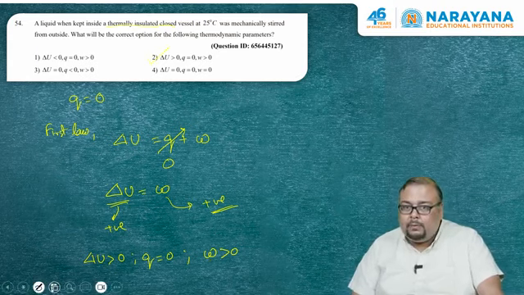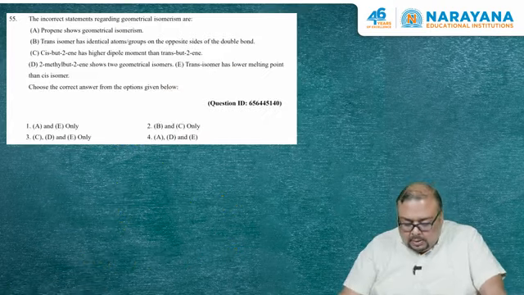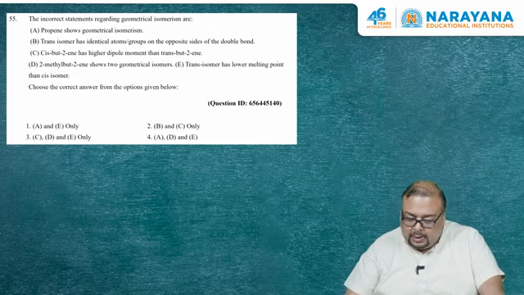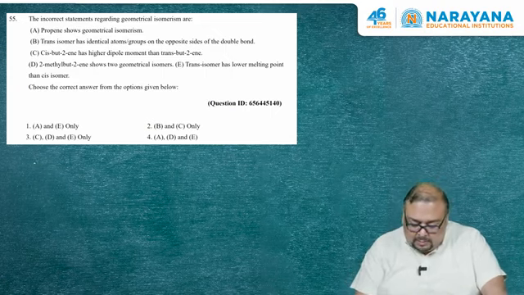Next, question number 55. They are asking for the incorrect statements regarding geometrical isomerism. Option A, propene shows geometrical isomerism. Now the propene structure is something like this.